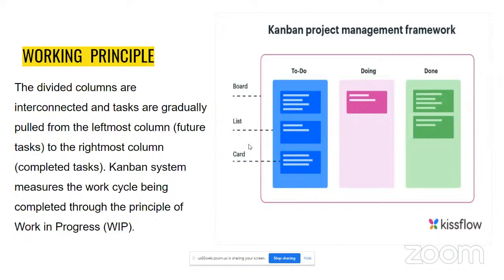Here we have what you call the working principle, whereby these divided columns are interconnected. And tasks are gradually being pulled from the left, which is where you have the to do, to the doing and then done. So it's gradually being pulled from the left column to the right column.